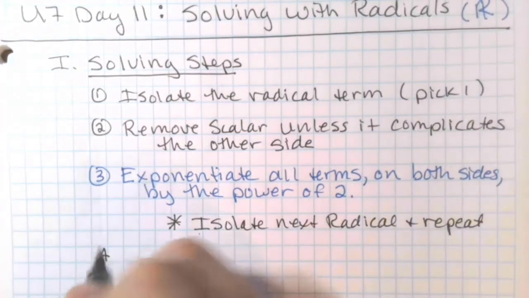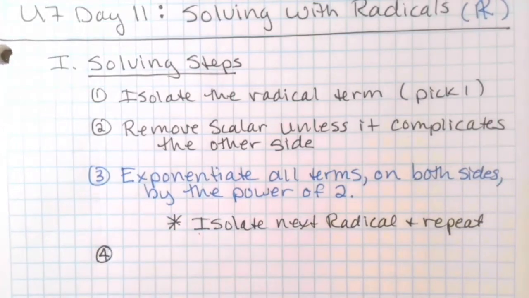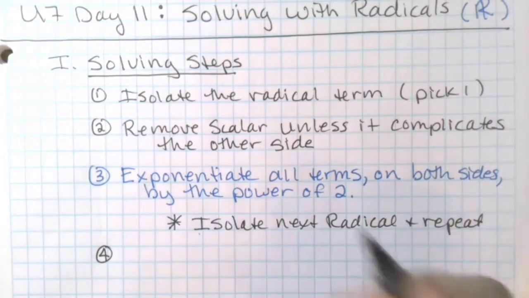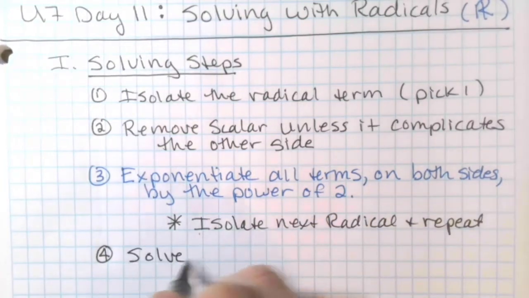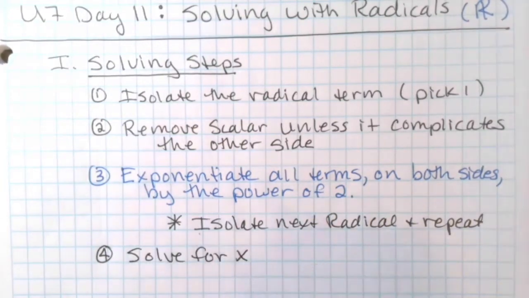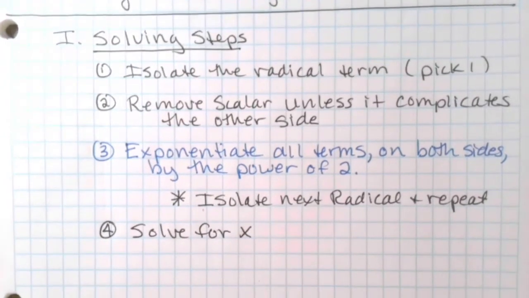All right, number 4. When there are no more radicals, solve for x. So solve for x, and in this case, there will only ever be one x, but in other cases, that sometimes can change. Solve for x. All right, let's do an example.